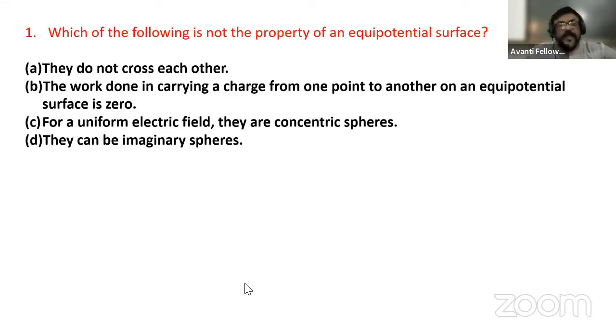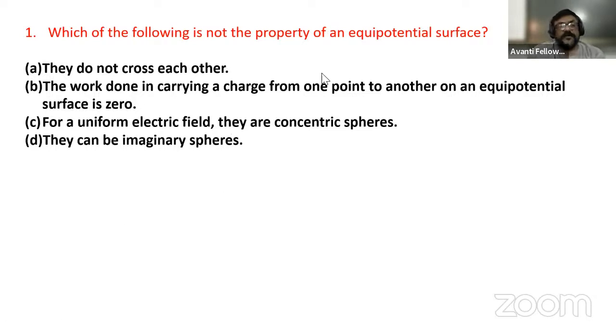Okay. I think this question is seen by all of you. Are you able to see the question? Are you able to see my slide? Okay. I think you are able to see the slide.